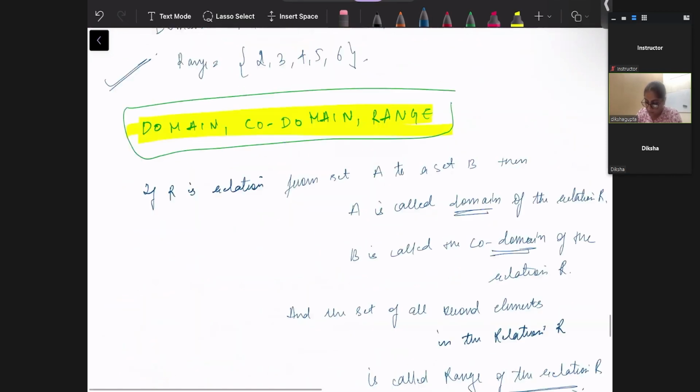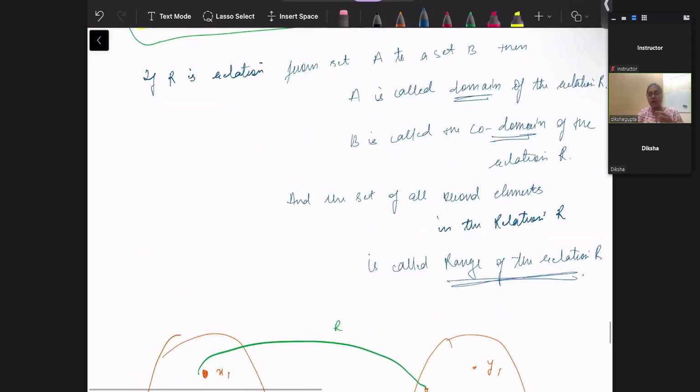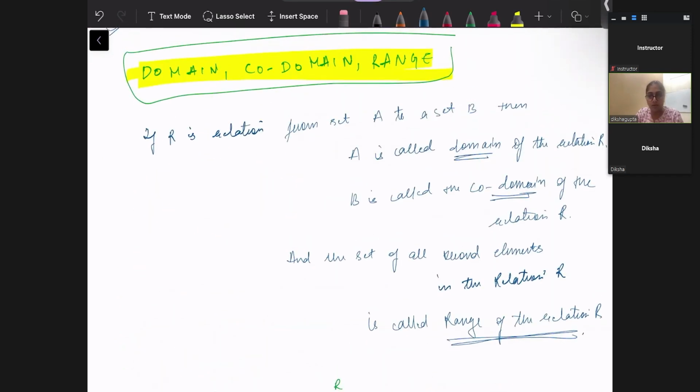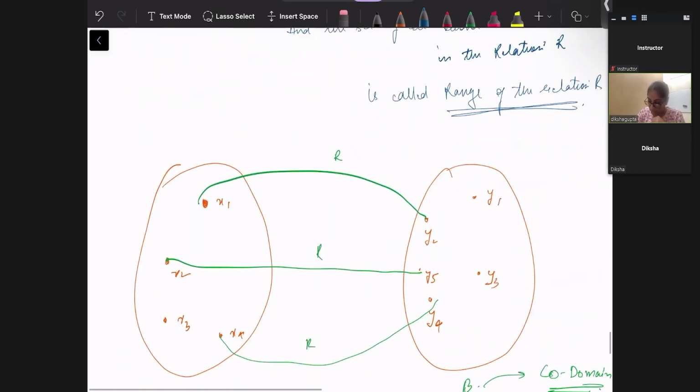So what we have done till now: Cartesian product, then we moved to relation, and then we studied domain, codomain, and range. The Cartesian product is just all the ordered pairs. A relation is a subset of the Cartesian product in which elements are related somehow. Domain is the first set of the relation, codomain is the second set of the relation, and range is all the second elements in the relation. Just a summary of what we have done.